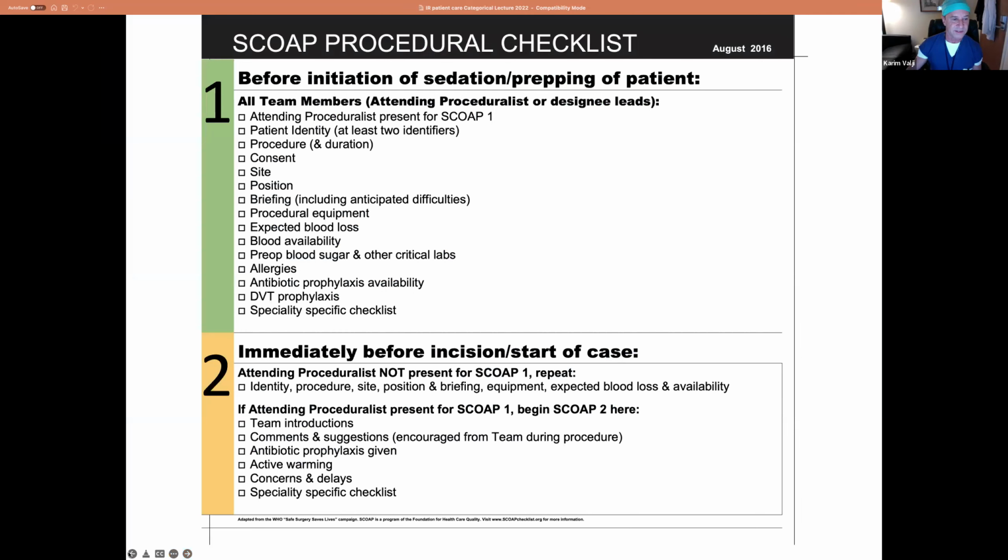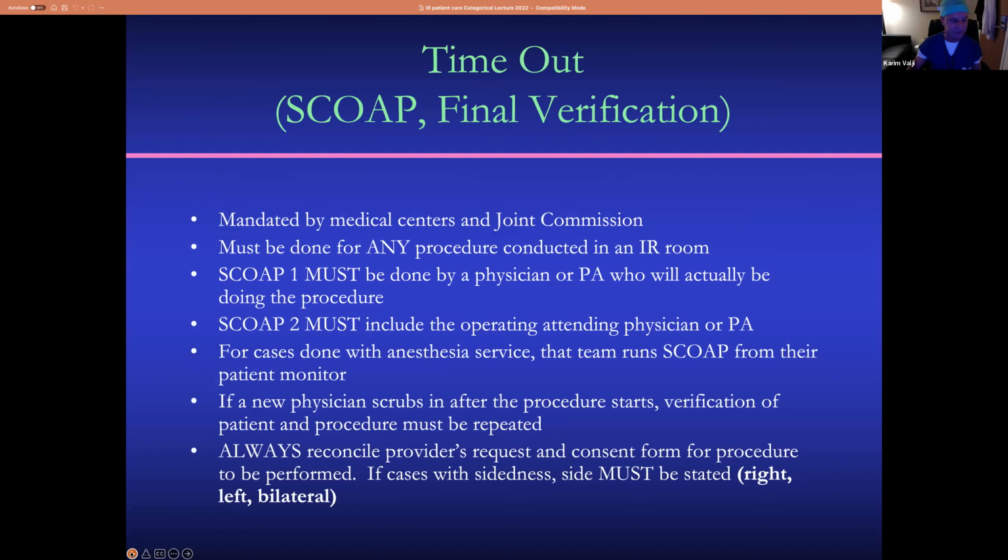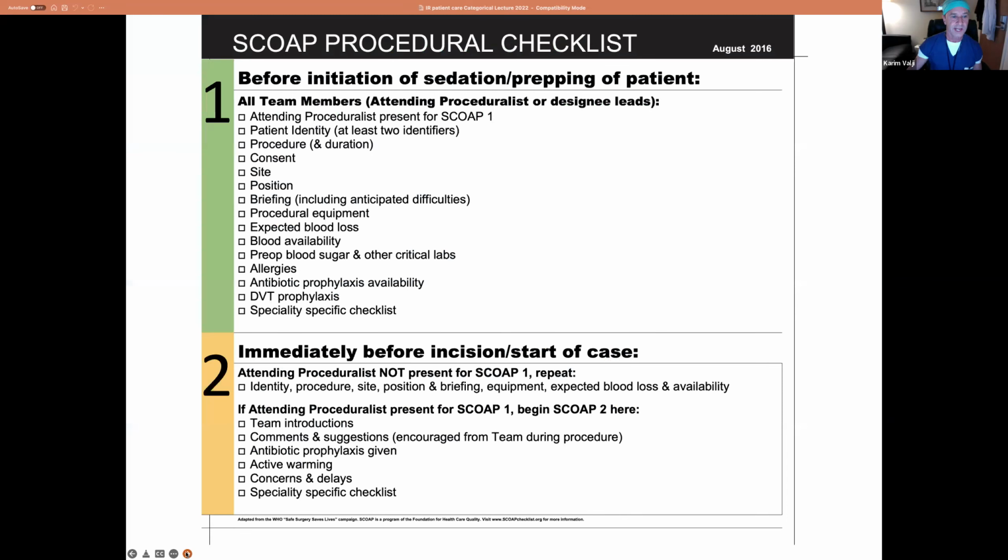Timeout. I think you all know this. Again, the Joint Commission requires that we do these timeouts, or whatever you want to call them, the verifications of the patient, what we're doing. Who is this patient, is it really who we think it is? Do we all agree on what we're doing? And is that what was ordered? Then we look at all the elements that might be issues in terms of sedation and labs and allergies and so on. Remember that we do 2 scopes. Scope 1 is done by some physician or PA who's actually been involved with the procedure. It can be a resident, it can be a PA. Scope 2 must be done with the attending physician who's going to do that procedure present also. And again, in every room is the scope list, so you just go down the list.